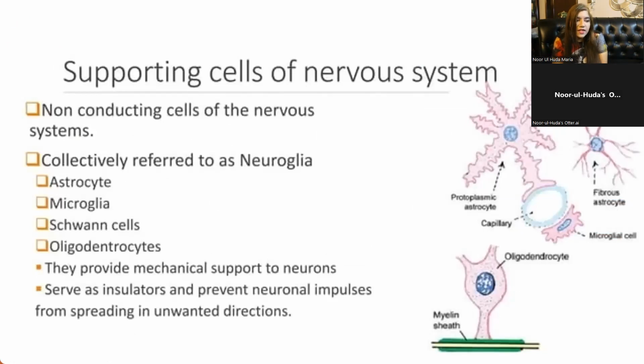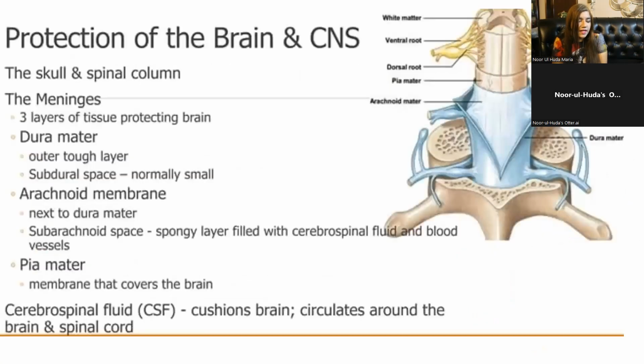And there are the supporting cells of the nervous system, which are non-conducting cells, collectively referred to as the neuroglia, comprised of astrocytes, microglia, Schwann cells, and oligodendrocytes. They provide mechanical support and serve as insulators, preventing neuronal impulses from spreading in all directions. And these are the protection of the brain and the CNS.